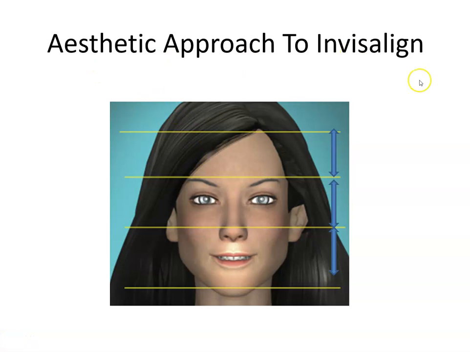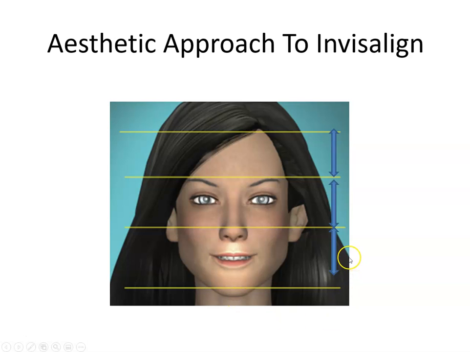Let's continue with the aesthetic approach to Invisalign. It's important to divide the face into thirds and to see if the thirds are equal. Now, you start with the end of the hairline to the upper of the eyebrow. From the upper of the eyebrow, you would go to somewhere where the nose ends. This picture is a little higher, but you would want to be where the nose ends and then to the chin. Chin would be the next stop.